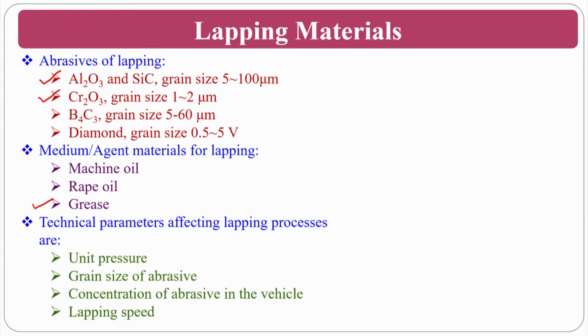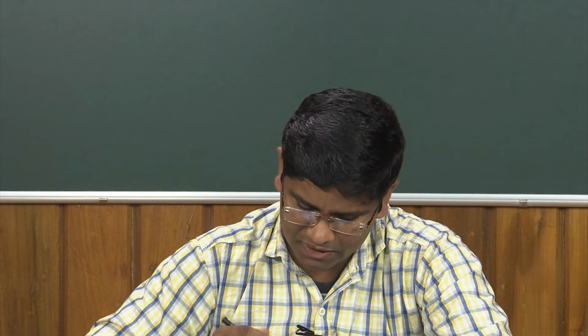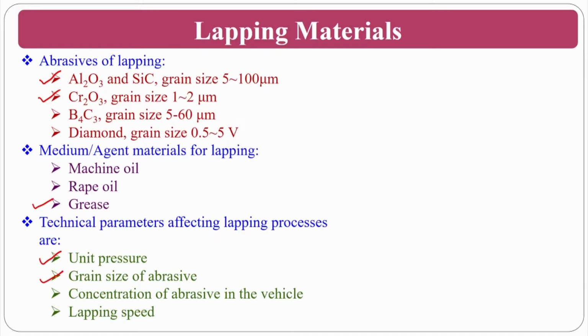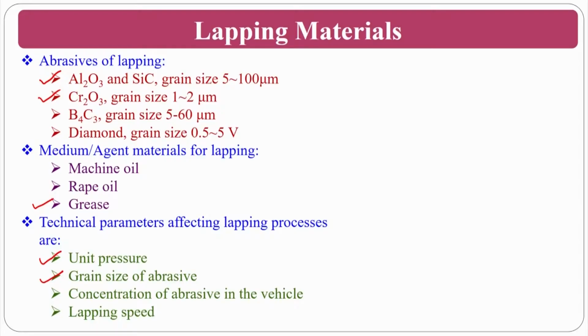The technical parameters: unit pressure, that is how much pressure you are going to apply on the workpiece, and the grain size of the abrasive, whether you are going for a coarse grain, a fine grain or a medium grain. That will decide your material removal. If the grain size is coarse, the material removal will be very high. If the grain size is less, what will happen? The material removal is very low.